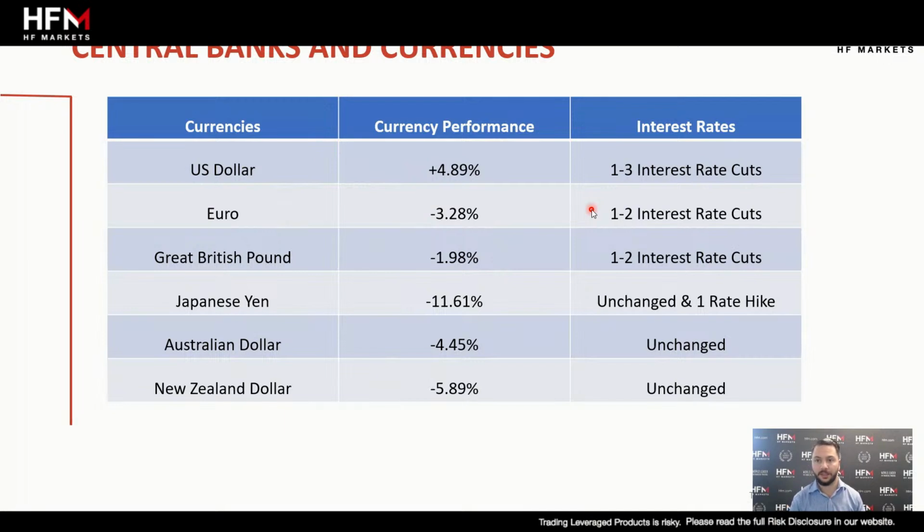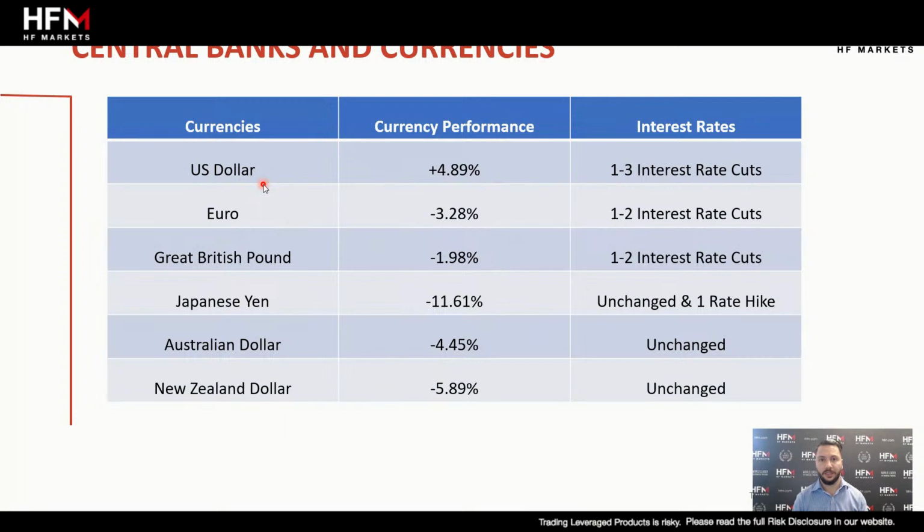We actually believe, and when I say we, I'm referring to the market in general, not myself or HF Markets, that it is predicted the European Central Bank will be the first to cut interest rates. When we're looking at the US dollar, the reason why the US dollar is performing so well, ladies and gentlemen, is very simply because at the very beginning of the year, in the first 2 months, the US dollar was struggling.